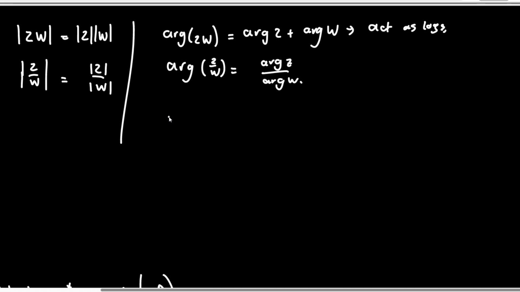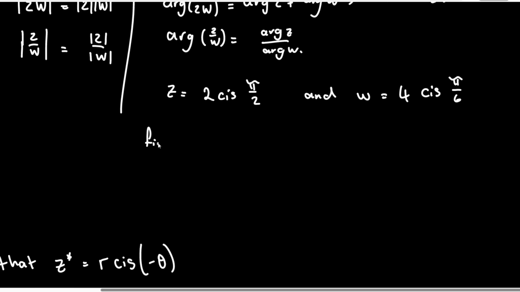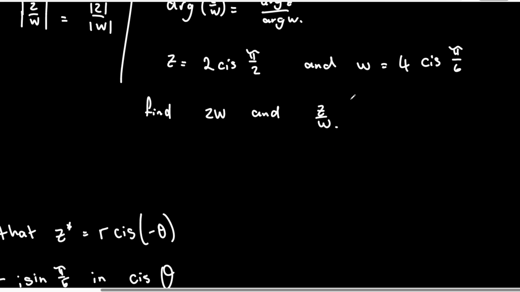Let's look at an example. Let's say we got z is equal to 2 cis pi over 2, and w is equal to, let's say, 4 cis pi over 6. Find zw and z divided by w.